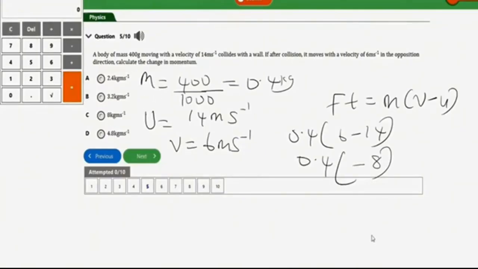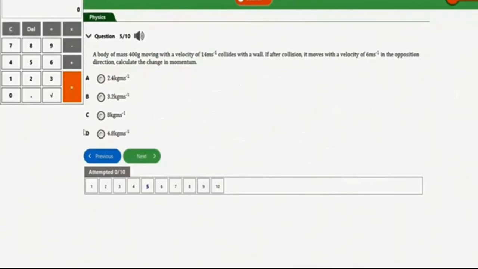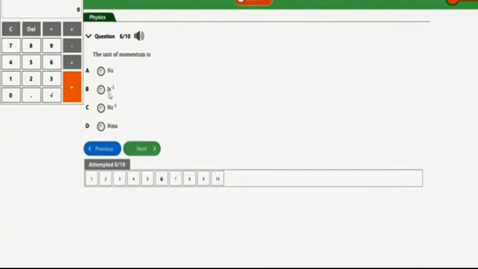Let's wipe this now, solve the next repeated question. So the next repeated question we're going to solve will be this question. It says the unit of momentum is what? Very, very simple, Newton second. So this one is straightforward.